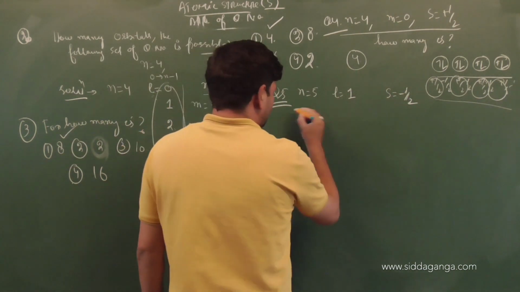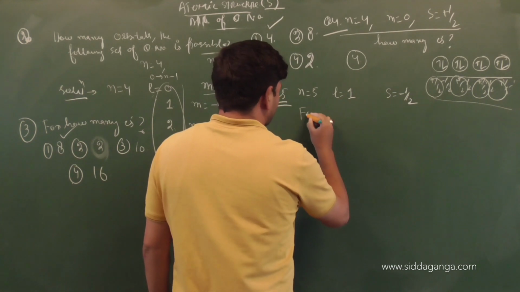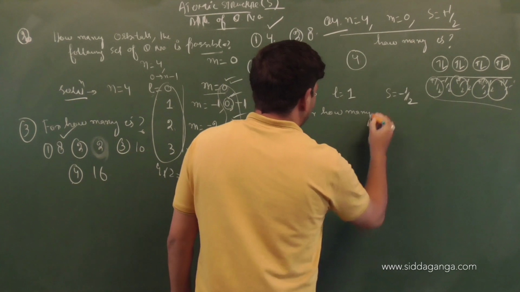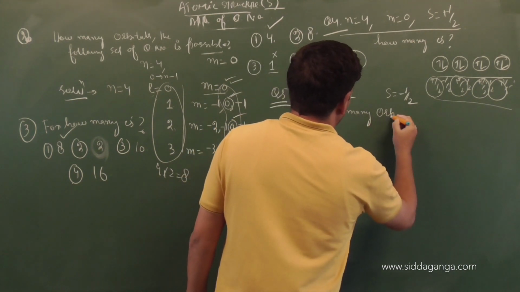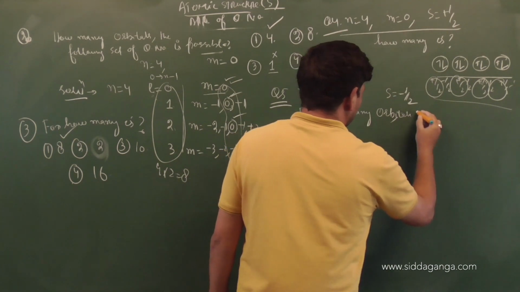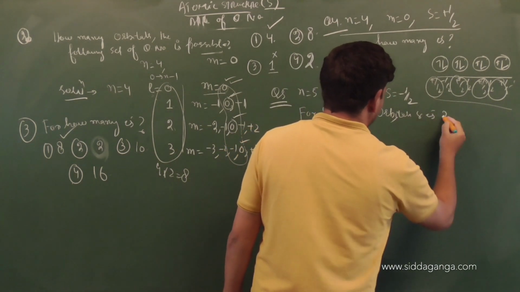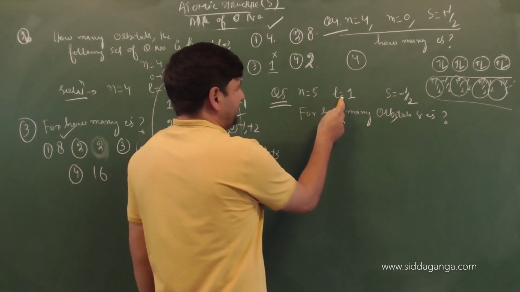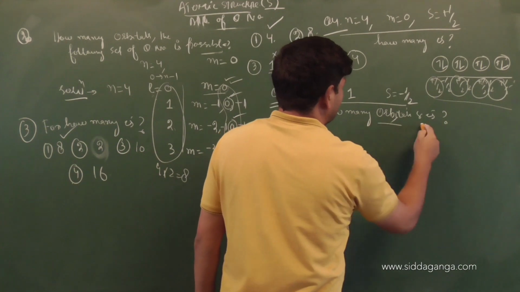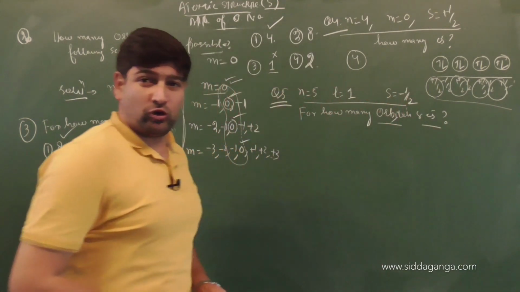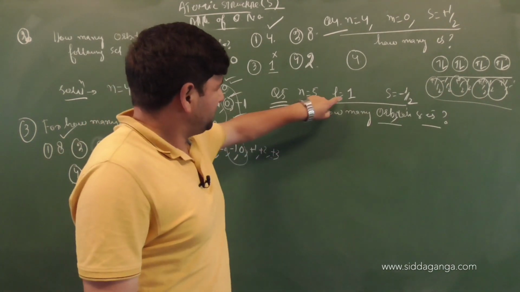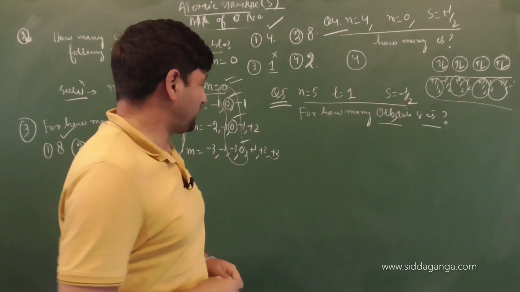For how many orbitals and electrons is it applicable? So n is 5, l is 1, s is minus half. For how many orbitals and electrons is it applicable? I'm not giving you options, I'm solving these questions directly. Let us solve the question, children.